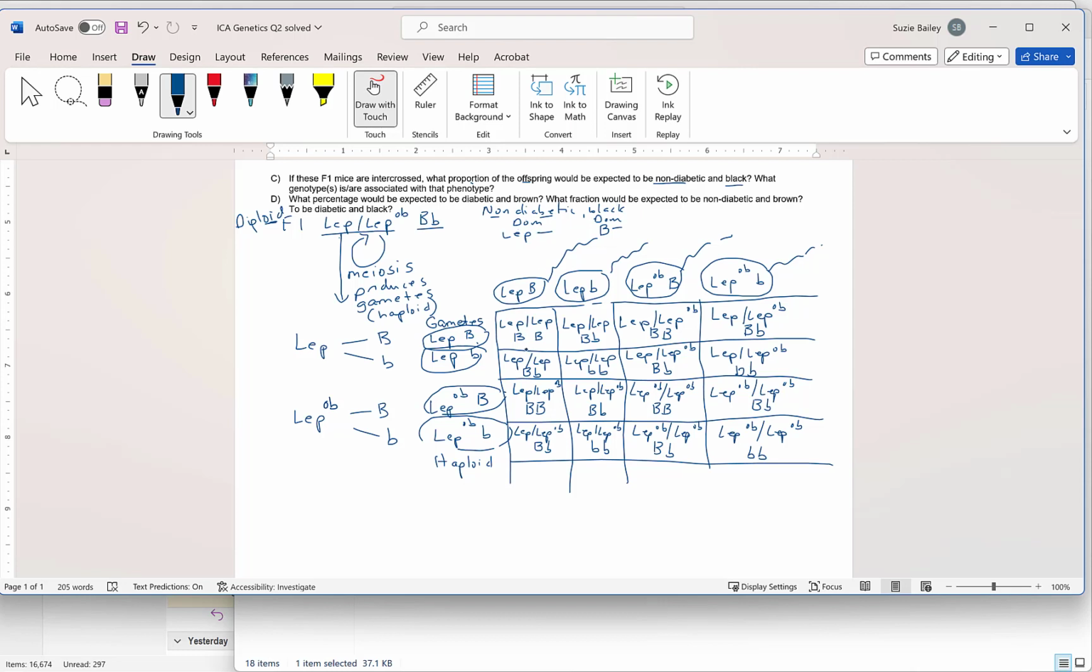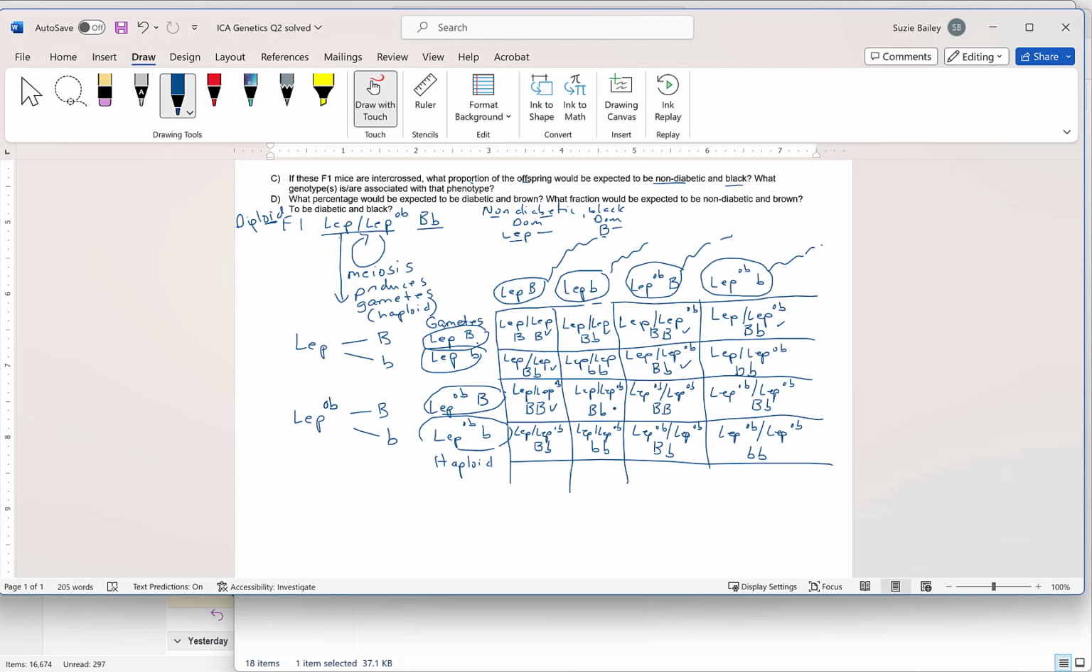So what we can do then is look through our table and find all of the genotype combinations that give us at least one of the wild type leptin gene allele and at least one of the dominant B allele. And so if we do that, we would say there's one, there's one, there's one, there's one, there's one. This one is not one because it doesn't have at least one dominant allele at the B gene. Here's one. This doesn't count. It doesn't have at least one dominant allele at the B gene.